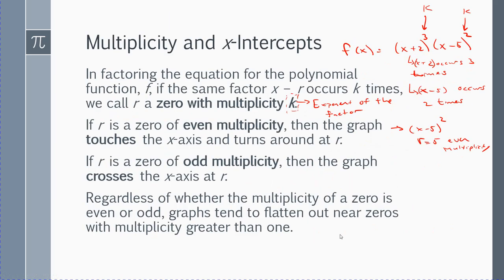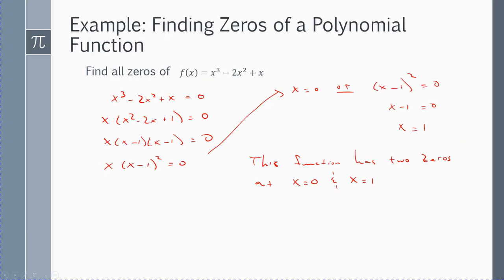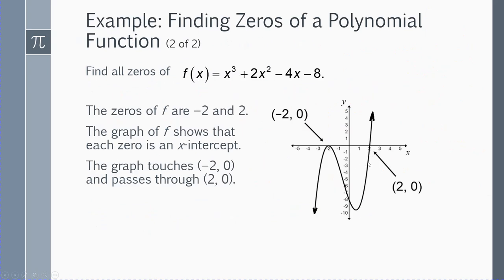If r is a 0 of odd multiplicity, that includes 1, 3, 5, then the graph crosses the x-axis at r. So here, x plus 2 cubed, this occurs 3 times. So here, x is equal to -2 has odd multiplicity. So what this means is when you go to sketch the graph of this polynomial function, at that x-intercept, it's going to go right through it. It's not going to turn around like it did here. It's going to go right through.